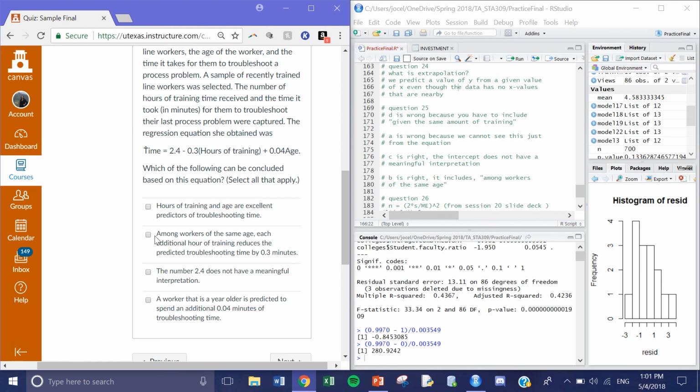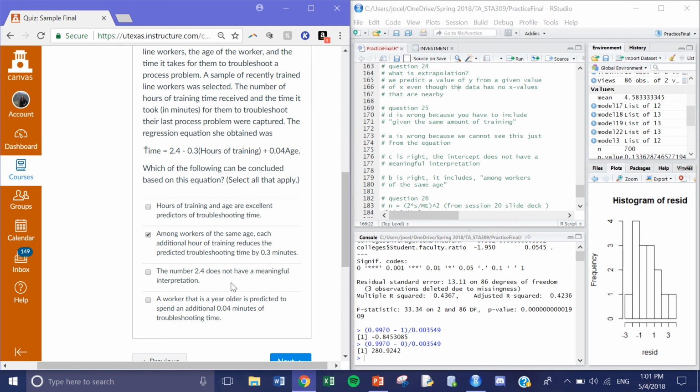This option. Among workers of the same age, each additional hour of training reduces the predicted troubleshooting time by 0.3 minutes. That's perfectly good. When we're interpreting multiple regression, it's super important to say holding other things constant. So holding age constant, or among workers of the same age, each additional hour of training reduces the predicted troubleshooting time by 0.3 minutes. Perfect.